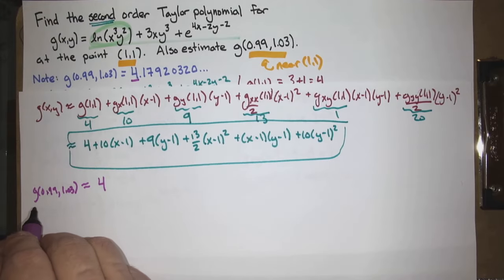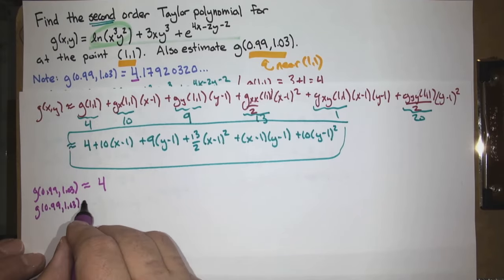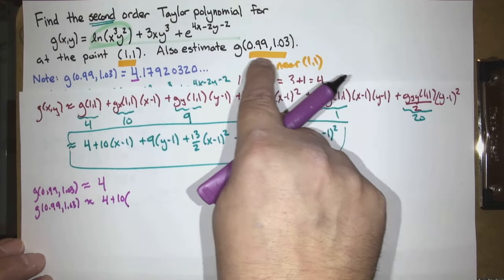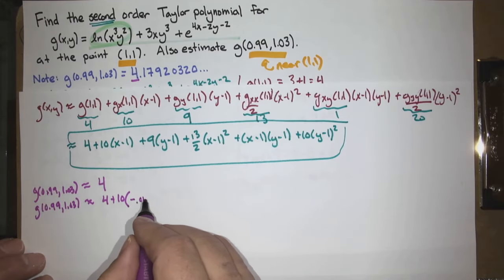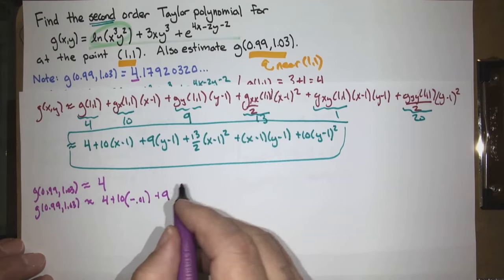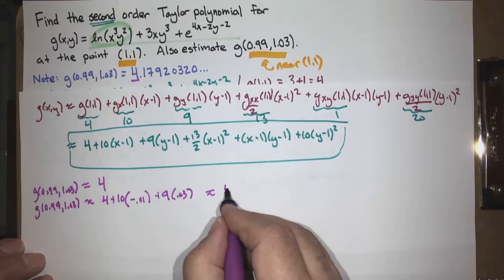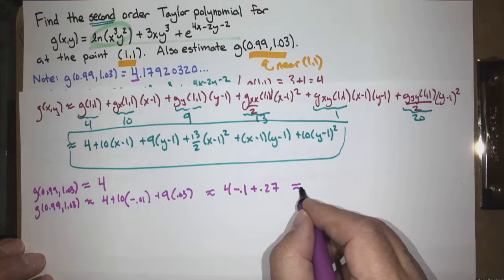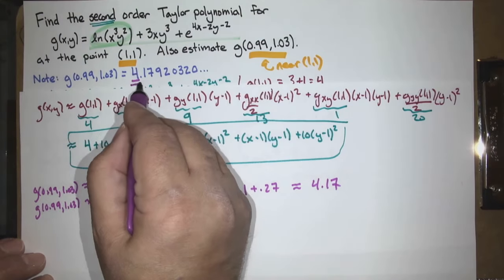But what if we use not just the function, but the first derivatives? Well, then we would say it's 4 plus 10 times, now you take x is 0.99. 0.99 subtract 1 is minus 0.01, plus 9 times 1.03 subtract 1, which is 0.03. So that is 4 minus 0.1 plus 0.27, which is 4.17. Which means that if you only use the tangent plane, you match that far.